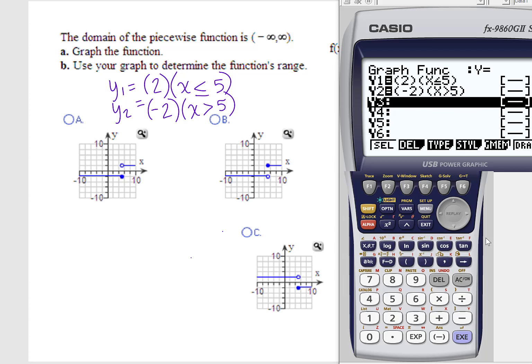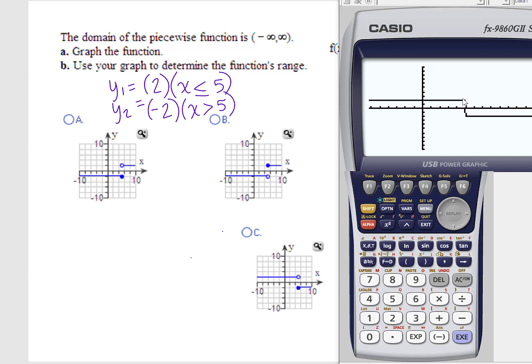Okay, so let's see how that looks. So we see the calculator trying to connect these two lines. Be careful of that. That's not a true representation of the graph. That's just the calculator trying to connect it. So we see y equals positive 2 line right here in this portion of the function. And then after x equals 5, so after x reaches 5, then we see that line now be y equals -2. Okay, so we can mark out A, we can mark out B.